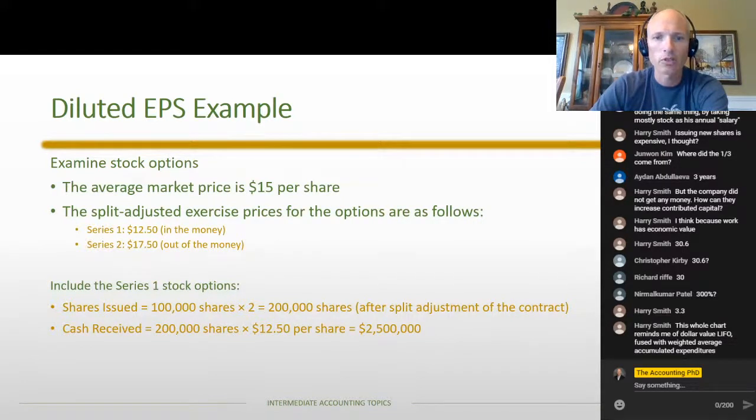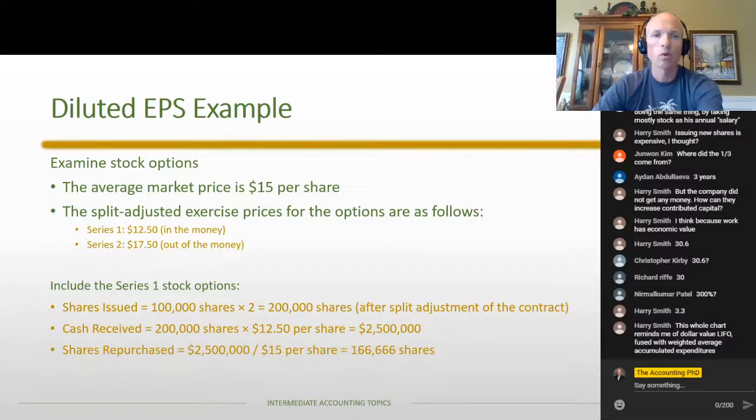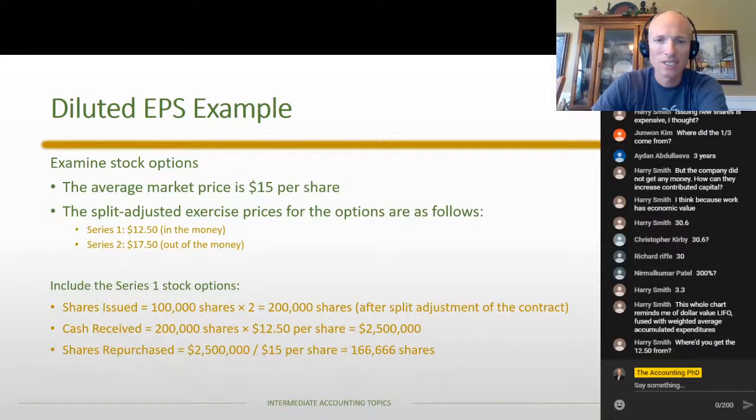whenever the employees exercise these stock options. And again, by assumption, we would take that cash and repurchase shares in the open market. So when we repurchase, we take the $2,500,000 and divide it by the average market price of $15 per share, which means that we could repurchase 166,666 whole shares. Now I understand that it actually is 0.6666667, but you can't buy 2/3 of a share, and so you have to truncate. And so we would repurchase 166,666 shares. Where'd you get the $12.50 from?